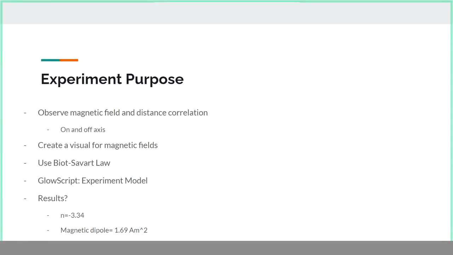I first went through the lab model to observe the changes in measured magnetic fields, and then fit the experiment to a GlowScript model. Using the Biot-Savart law, I found the distance dependence to be n equals negative 3.34, and the magnetic dipole moment to be 1.65 Am².